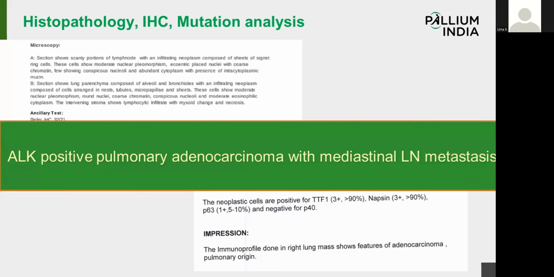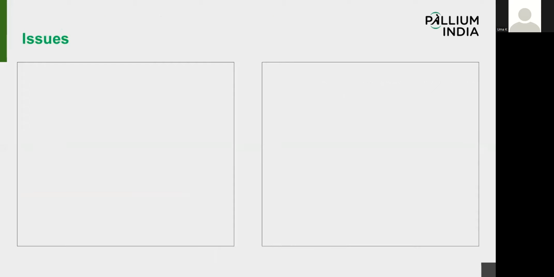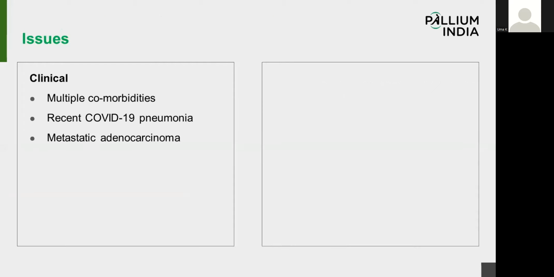So, when we did a mutation analysis, we found that this patient had anaplastic lymphoma kinase, or ALK, positive pulmonary adenocarcinoma with mediastinal lymph node metastasis. This is a very nice diagnosis for the treating physician, but the patient's problems had just begun. Next slide.